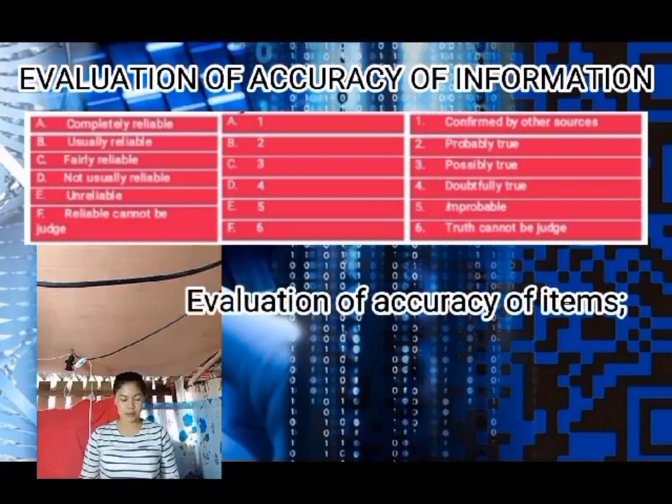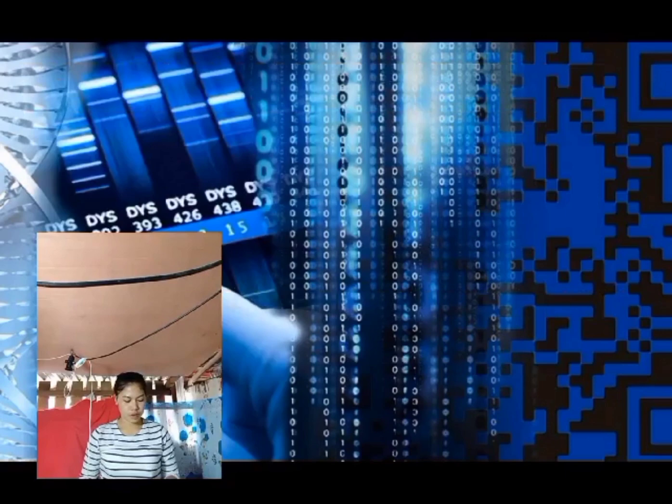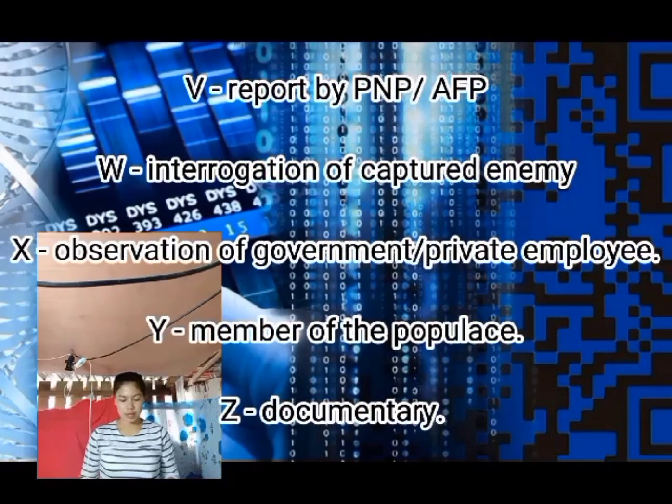Evaluation of accuracy of items. T. Direct observation by commander. U. Report by DPA or resident agent. V. Report by PNP or AFP. W. Interrogation of captured enemy. X. Observation of government or private employee. Y. Member of the populace. Z. Documentary.